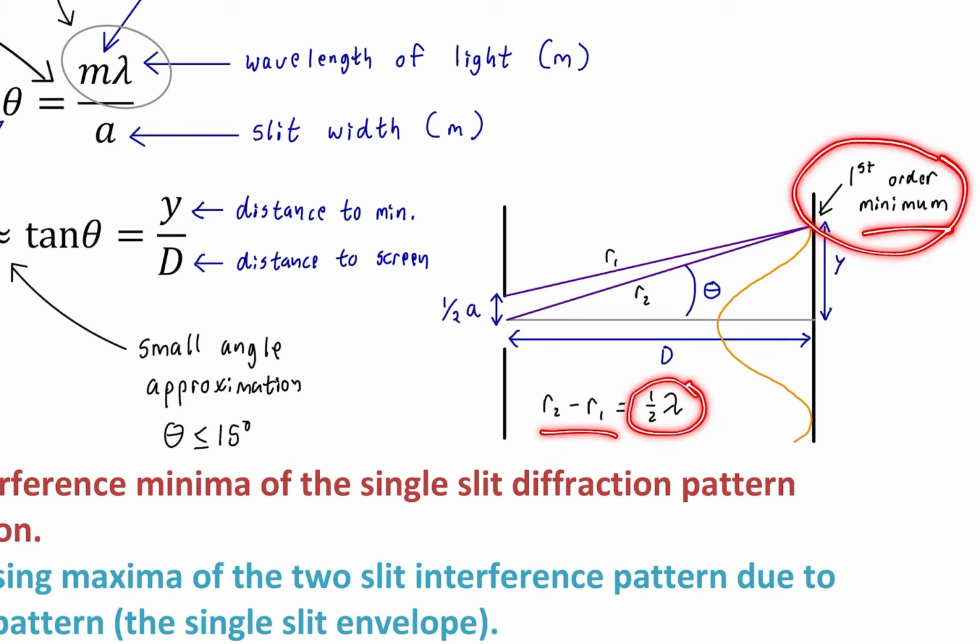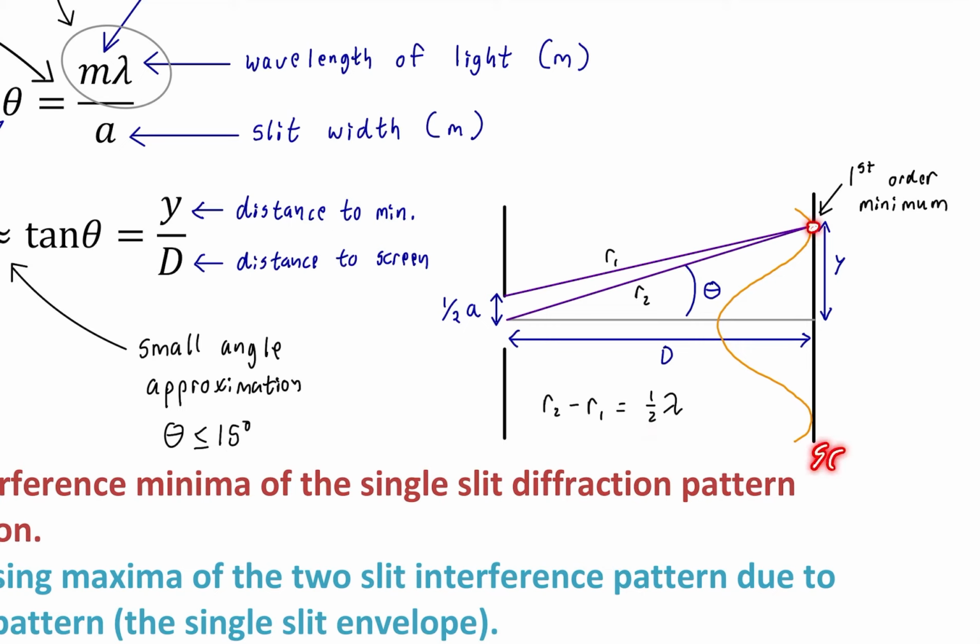As long as they have that path length difference, when they arrive at that point on the screen, they're going to cancel out and create a minimum. The distance from the midline of the slit is y. The distance from the slit to the screen is d. The angle is theta, the angle to the first order minimum, that'd be theta 1. Notice that means the central maximum has a width of 2y. All right. Very good.